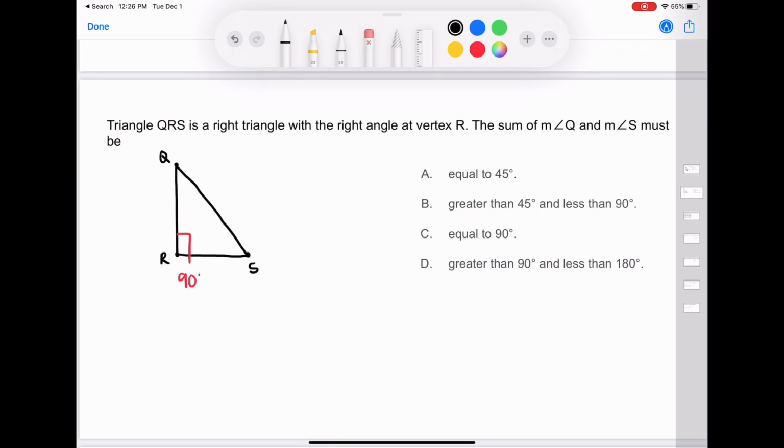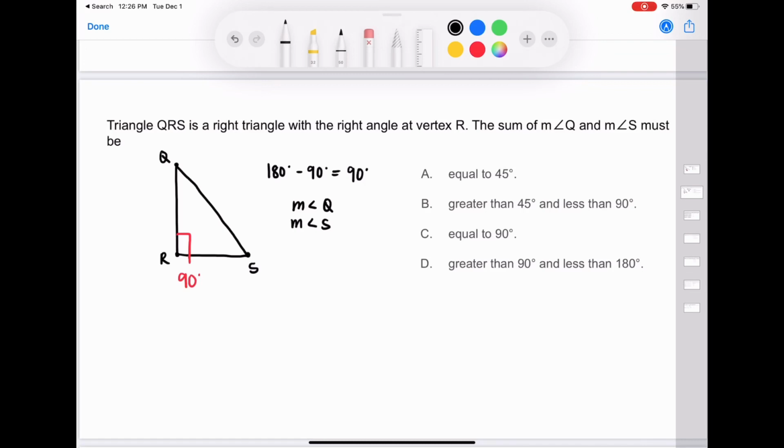Okay. Well, now we're going to see what the sum of the angle measures of Q and S must be. Well, we already have 90 degrees. So what we want to do is we know the interior angles of a triangle must equal 180. So we'll take 180 minus 90. And we know we have 90 degrees left over to deal with. So 90 degrees must be distributed between the measure of angle Q and the measure of angle S.